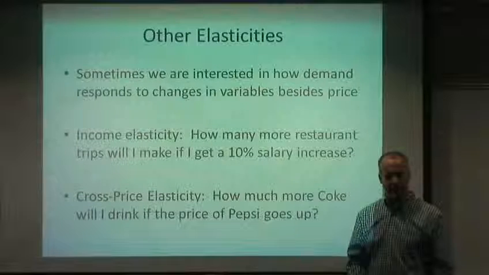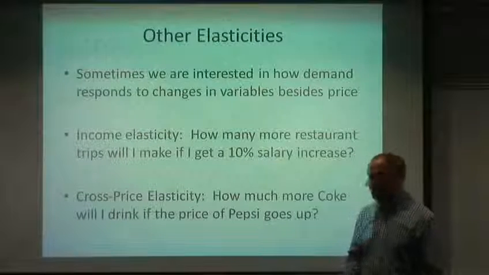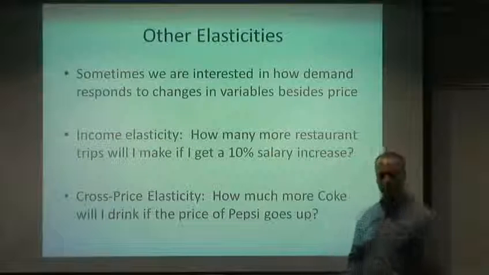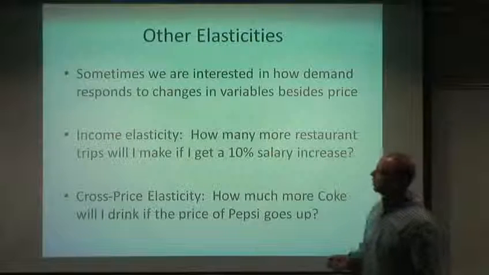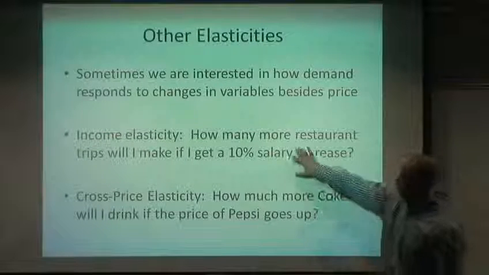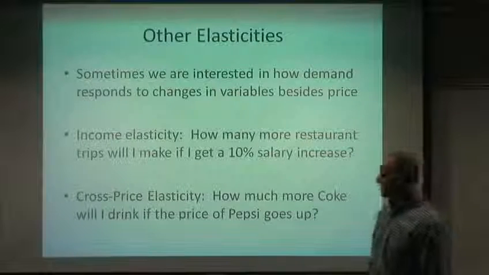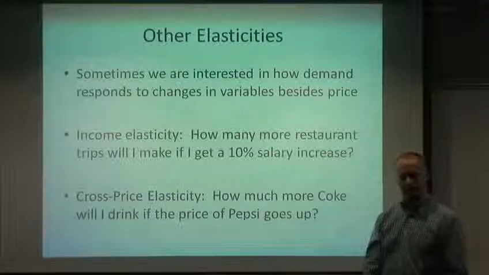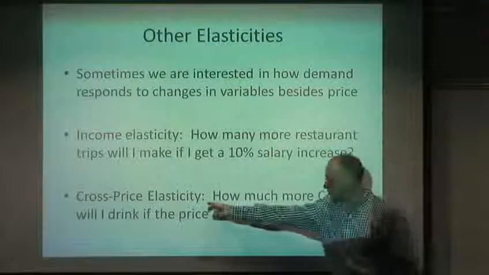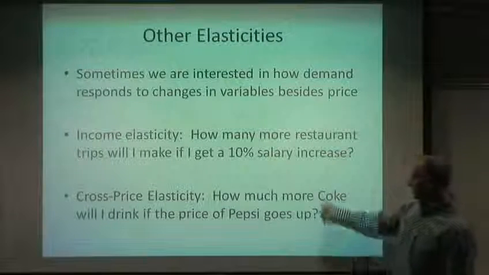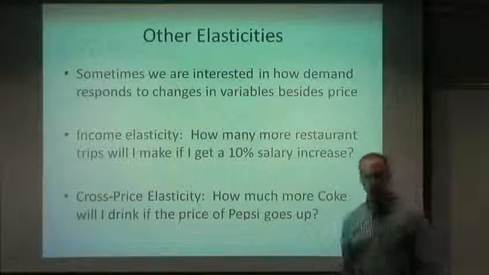In addition to our price elasticity of supply and price elasticity of demand, economists are sometimes interested in some other elasticities. We're going to take a look at two particular cases. The first one is the income elasticity of demand. How many more restaurant trips will I make, for instance, if I get a 10% salary increase? And we're also going to be interested in the cross-price elasticity. How much more Coke will I drink if the price of Pepsi goes up?